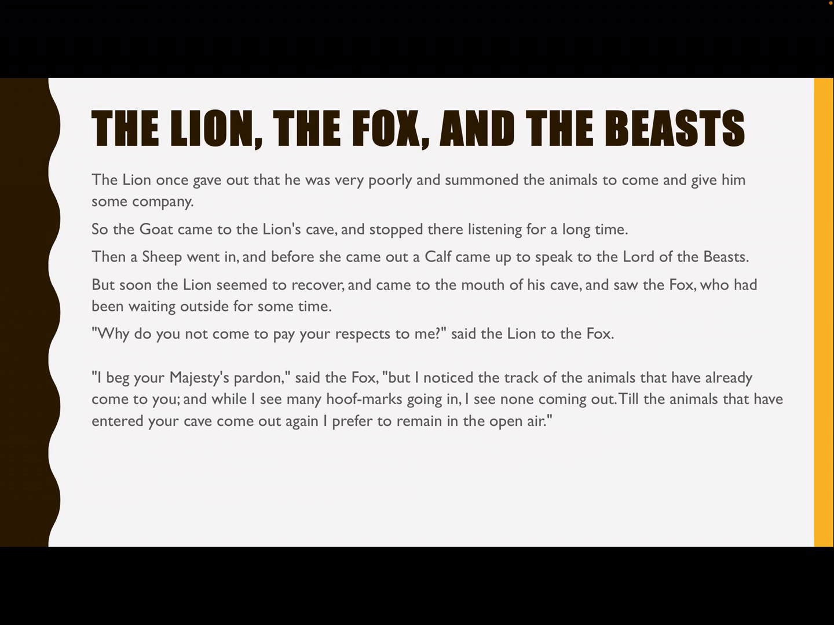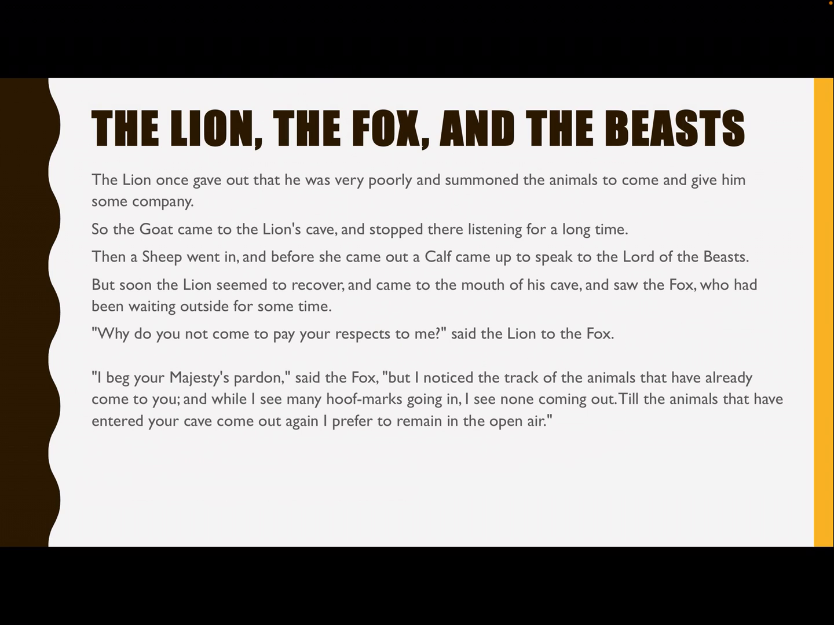The next one, The Lion, the Fox and the Beasts. The lion once gave out that he was very poorly and summoned the animals to come to him and give him some company. So the goat came to the lion's cave and stopped there listening for a long time. Then a sheep went in, and before she came out, a calf came up to speak to the Lord of Beasts. But soon the lion seemed to recover and came to the mouth of his cave, that means the entrance of his cave, and saw the fox, who had been waiting outside for some time.